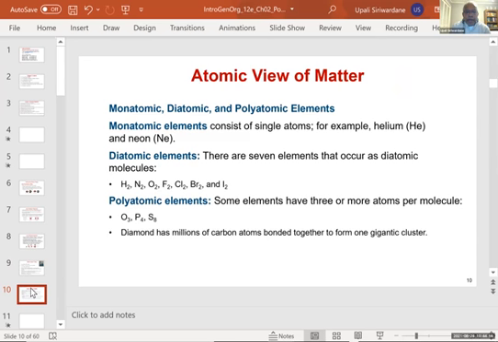There are monoatomic particles. That means only one kind of atom. Example is noble gases: helium, neon, argon, krypton, etc. The elements also occur as diatomic molecules.